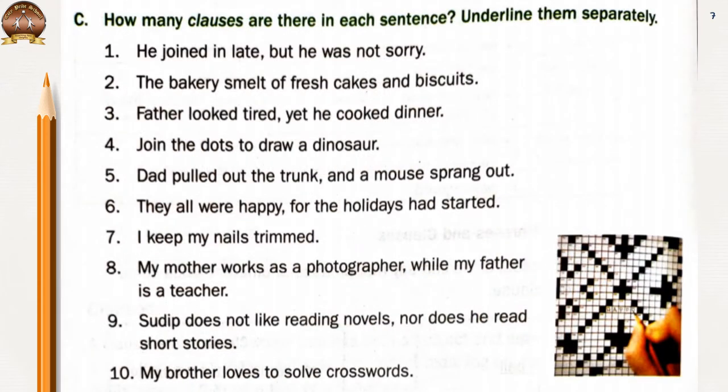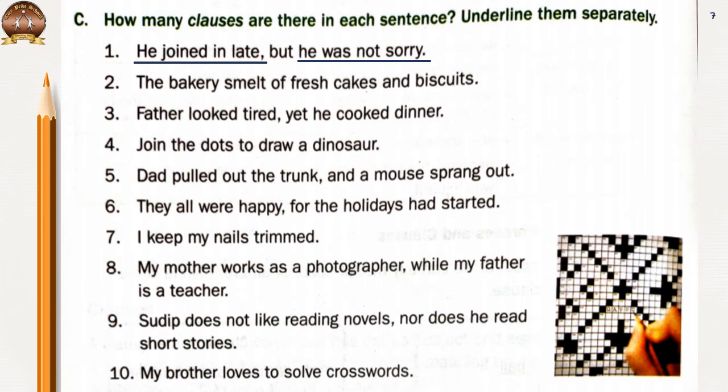Okay, now let's move to this exercise. We have to find out how many clauses there are in this sentence and underline them separately. So what we search for is separate verbs. If there are two verbs, there will be two clauses. Like for the first line, joined and was. So there are two clauses here.